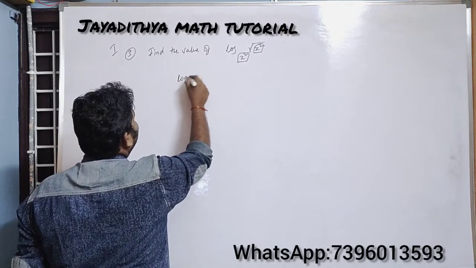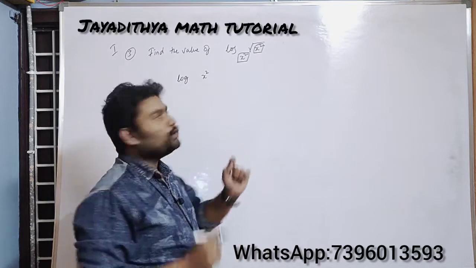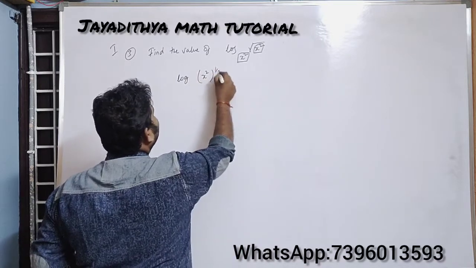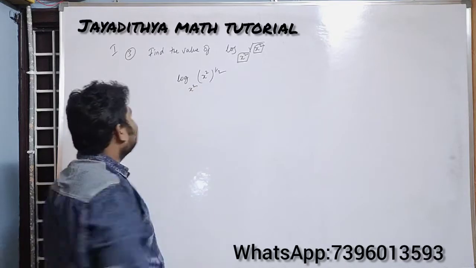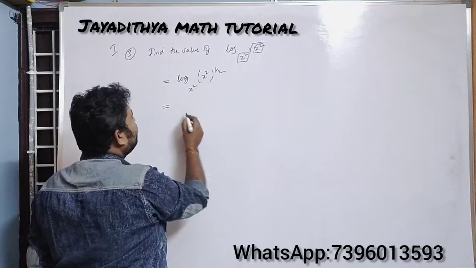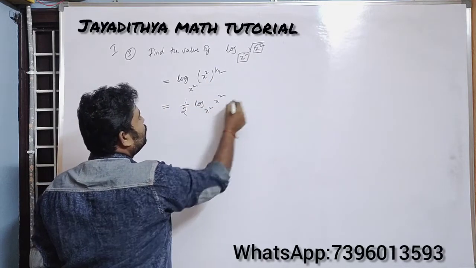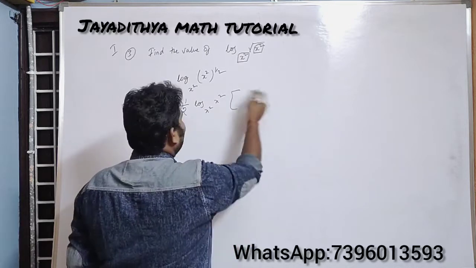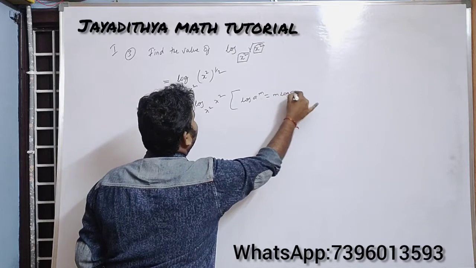See here how to find this. I am manipulating this as log of x square to the power 1 by 2, because if you take out the square root, it will be the power 1 by 2, and here the base is again x square. If you observe, this is in the form of log a power m, so you can write it as m log a. Write the reason here: log a power m is equal to m log a.